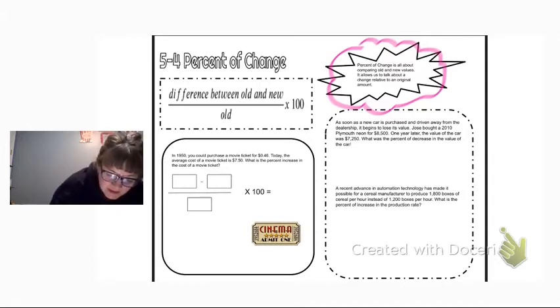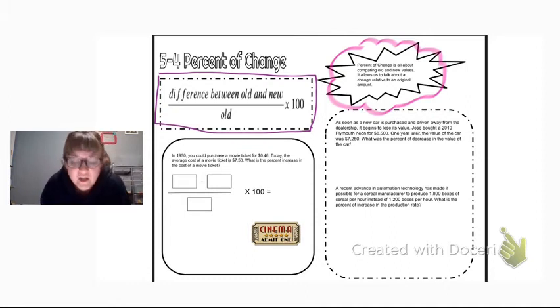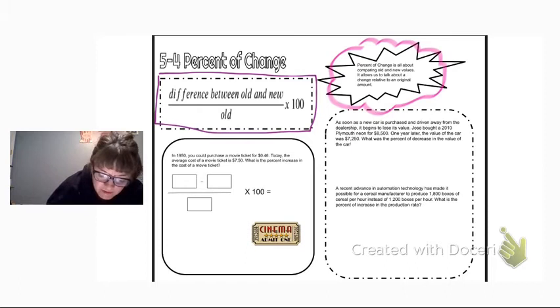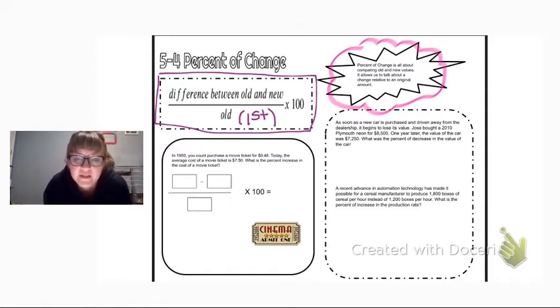So here's what we're doing when we calculate percent change. We're taking the difference between the old and the new. So we're just subtracting to determine how much was the change. Then we're dividing that by what was it first? What was the old amount, or what was it first? And then, since we want our answer as a percent, we'll multiply by 100 or simply move the decimal to the right.